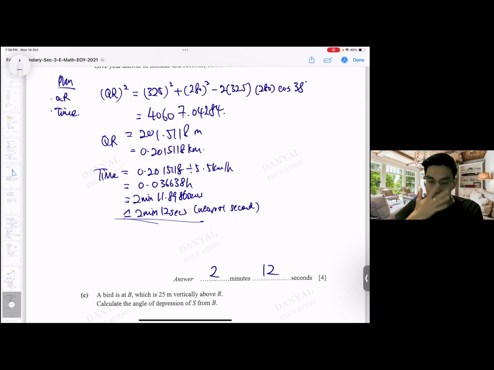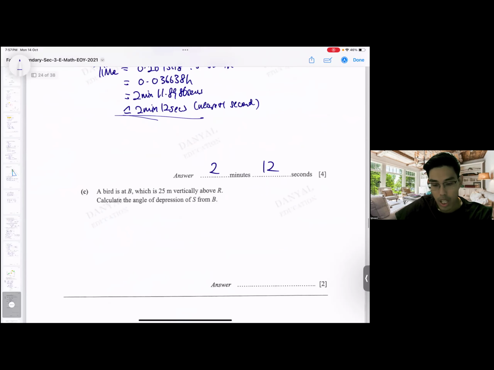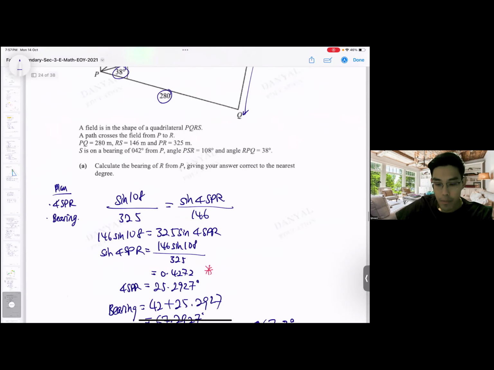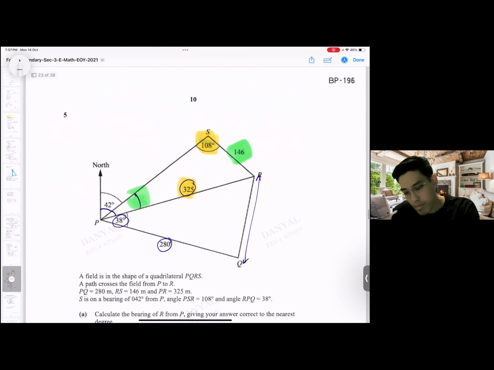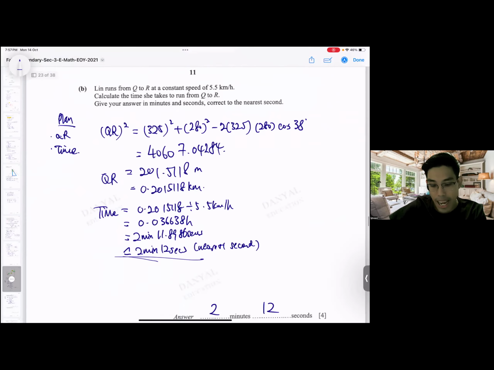Okay, let's continue. A bird is at B, which is 25 meters vertically above R. Calculate the angle of depression for S on B. Okay, so where is the bird? At B, vertically above R. So somewhere here lah, which is 25 meters. Okay, calculate S from B.